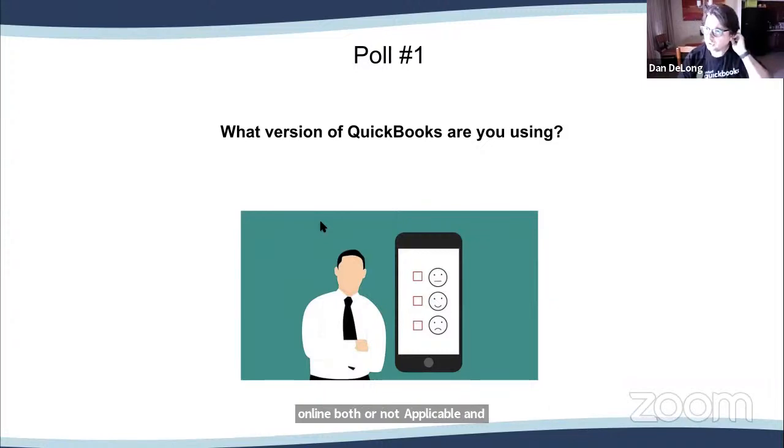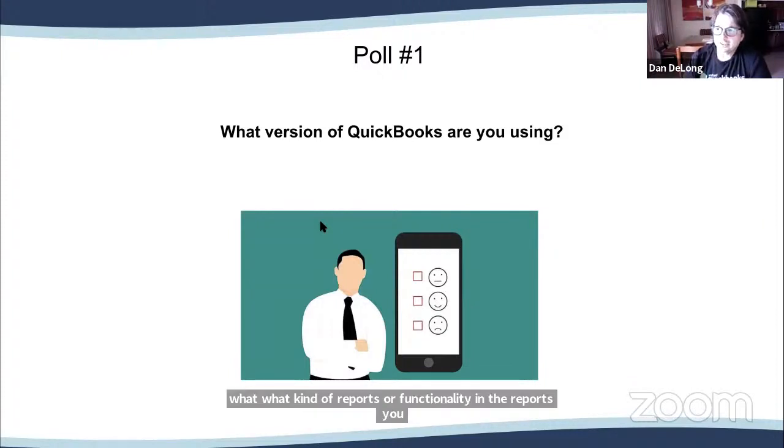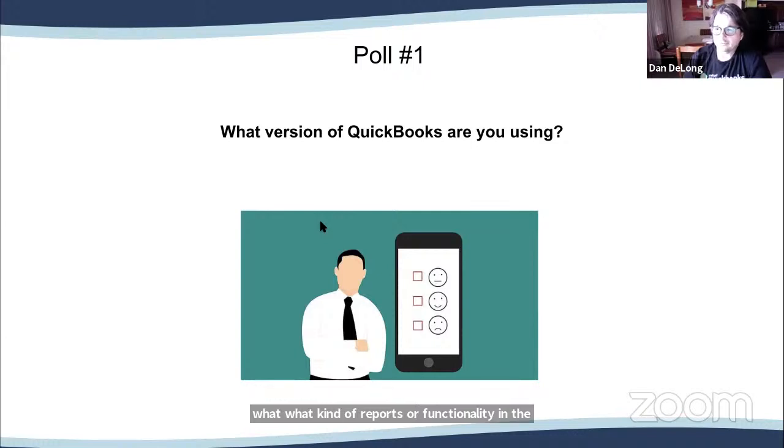Gita, you were saying that you focus primarily on the desktop because of the reporting, the specific reports that you look at. We'll get into a lot of the nitty gritty today, but in general, what kind of reports or functionality in the reports do you find work best for you?